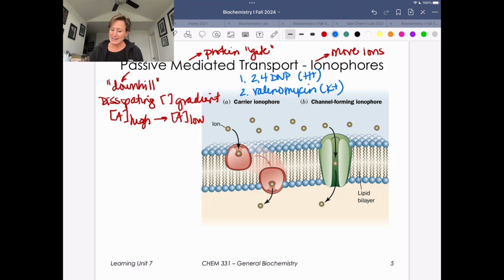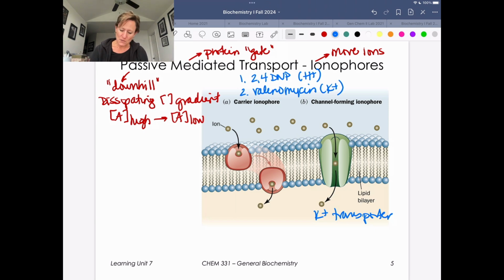Okay, highlighting that we will be learning about a channel forming ionophore. So again, this is going to be a transporter that allows us to move, in this case, potassium ions. So we're going to learn about the potassium transporter. Again, it is a passive mediated process. We're going to be dissipating a potassium ion gradient, moving potassium ions from high to low.